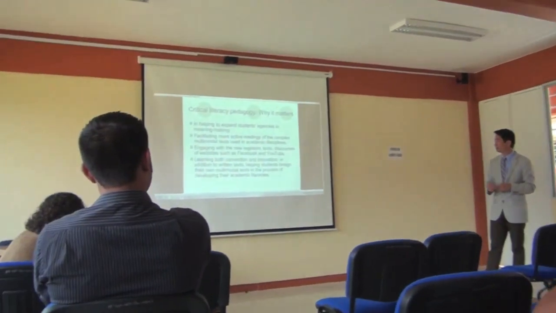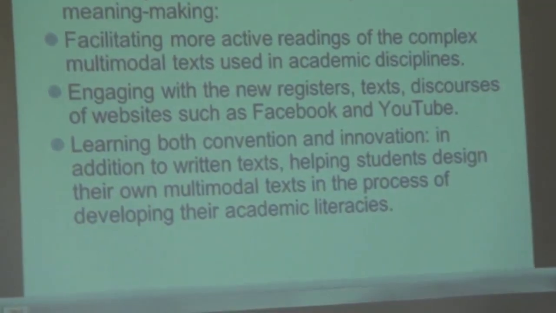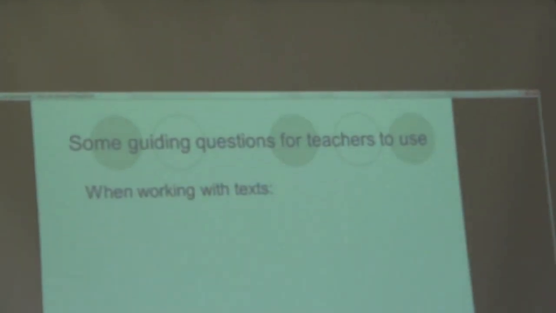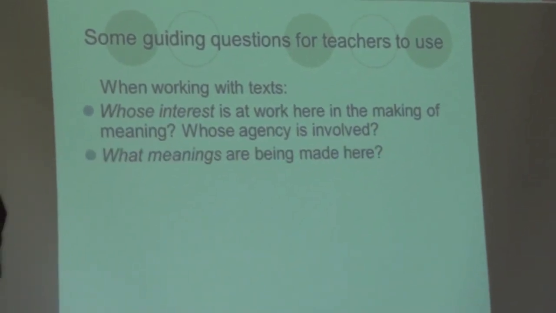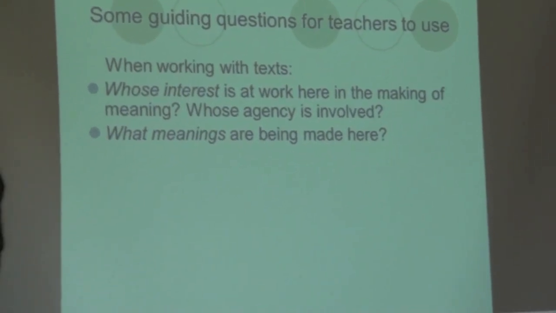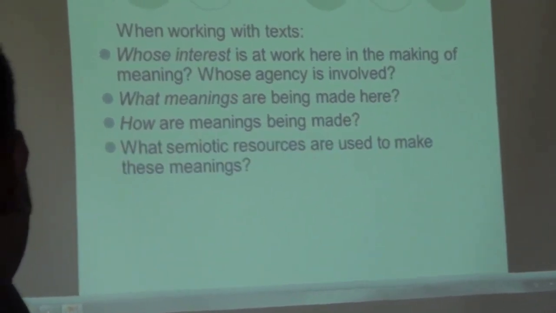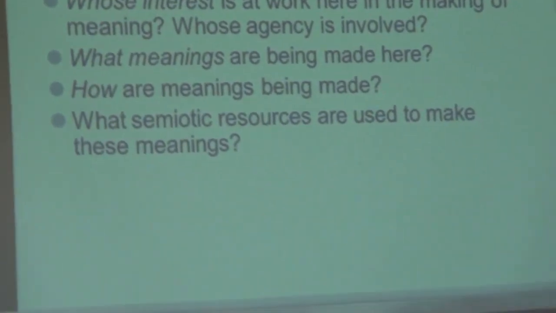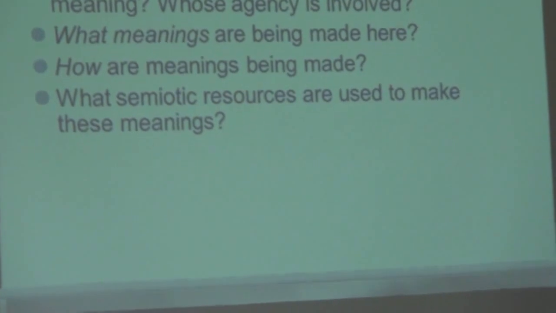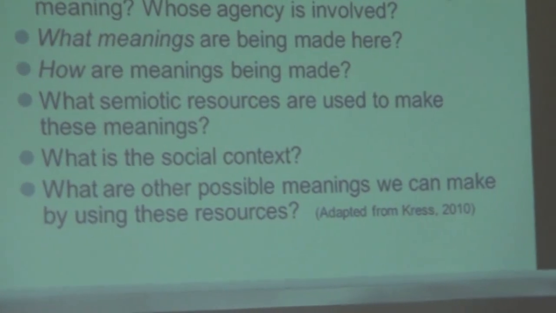And so finally, learning about the convention, in addition to written text, we can help our students design their own multimodal text. Okay? And so some guiding questions for teachers to use with our students. When working with text, we might again ask whose interest is at work here, whose agency is involved, what are the particular meanings that are being made, how are these meanings being made, as we saw the example in the New York Times. What semiotic resources, whether they're visual, as we saw in a cartoon, the scientist. What is the social context?